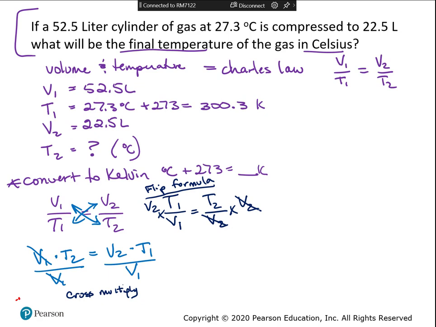Do you see that the formulas are the same? So you can do whichever one's easier for you. This one still is V2 times T1 divided by V1 is equal to T2. Same thing at the bottom. If I cross multiply and move V1 over to the other side, that would be fine too, either one. So my formula: T2 is equal to V2 times T1 divided by V1.